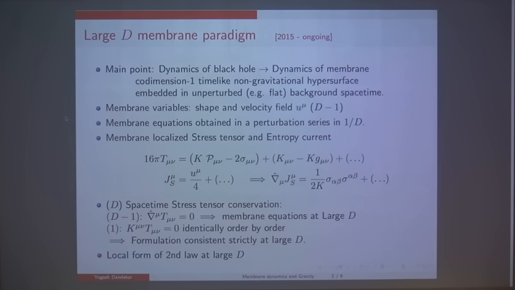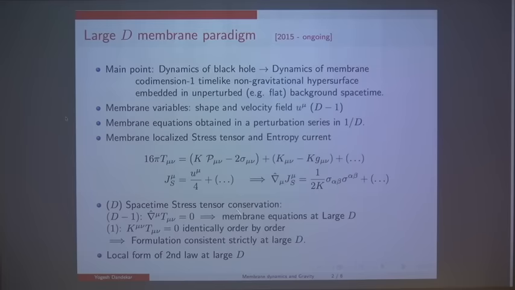The membrane hosts a stress tensor and entropy current on its world volume of this form. P is the projector, sigma is the shear. This is the Brown-York tensor part. The dots represent the subleading corrections. The entropy current is just u/4 plus subleading corrections.